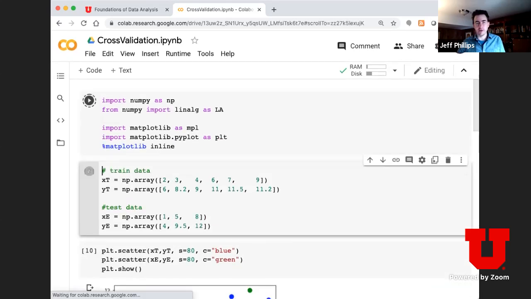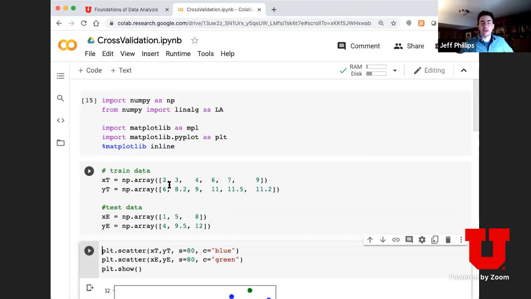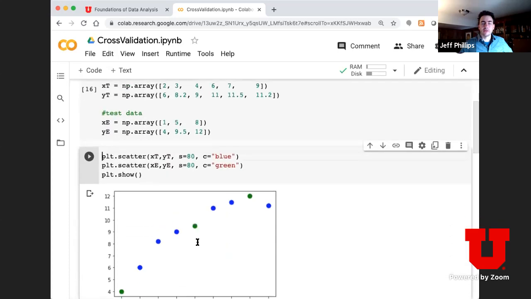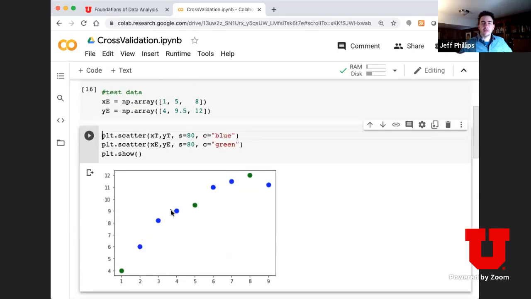We're going to use just NumPy and matplotlib to plot some stuff. This is the same data set I showed you initially, but now I've randomly split it into the test and the training set. It gets the X and the Y values. I've colored the training set in blue and the test set in green here.